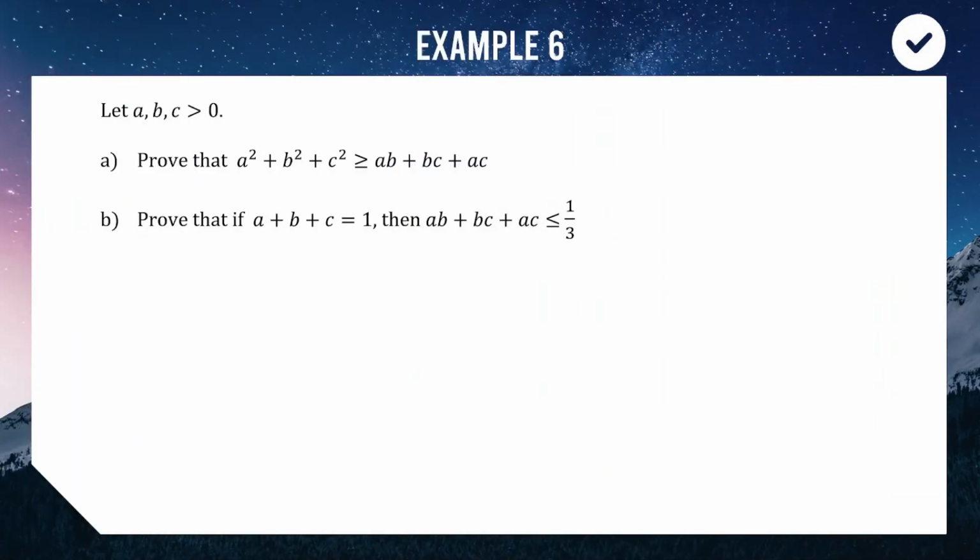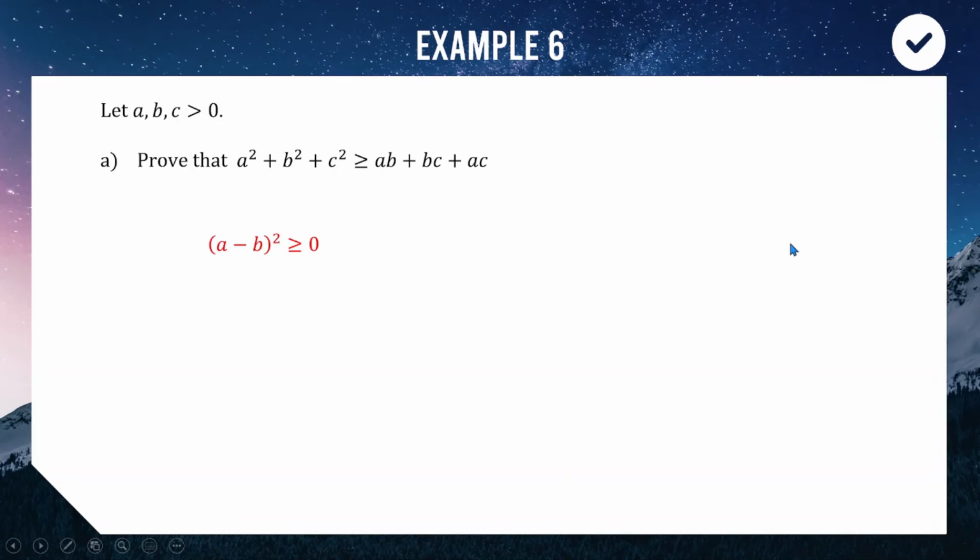Okay, for example 6, a bit more of a spicy one. We have A, B, C are greater than 0. Prove that A squared plus B squared plus C squared is greater than or equal to AB plus BC plus AC. All right, well, let's have a think. First of all, we know from the very first example today that A squared plus B squared is greater than or equal to 2AB. Okay, this is how we proved that before, starting with our A minus B squared, expanding, and then adding the 2AB across.